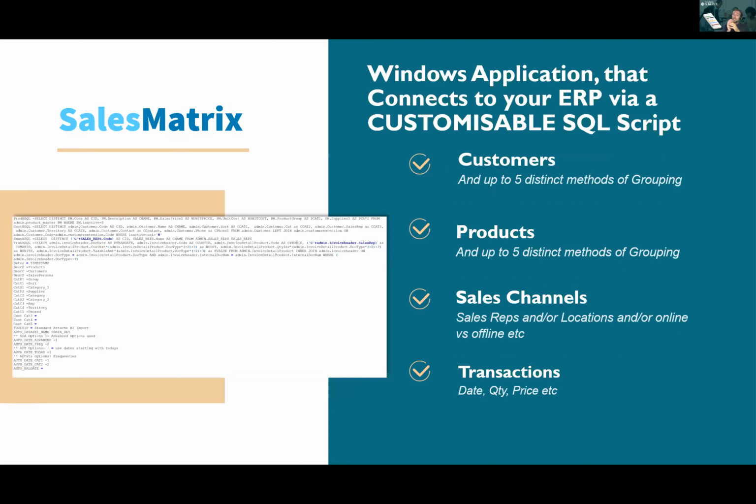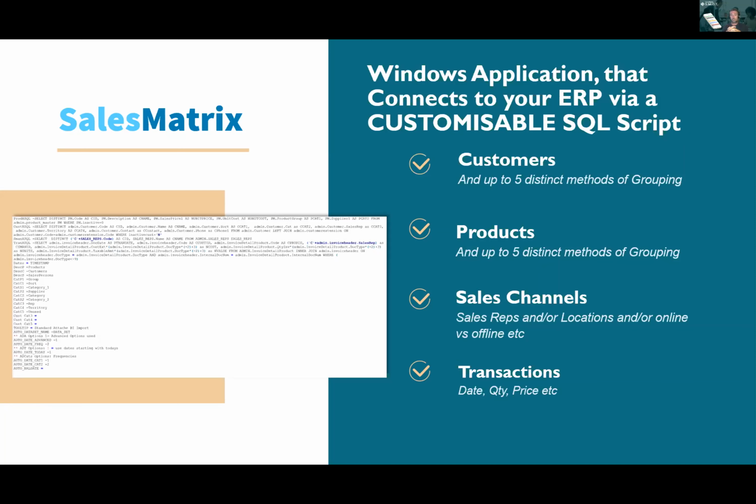The key thing to understand is that the data coming into SalesMatrix is driven by an SQL script. SQL is just a buzz term that stands for structured query language. It just basically means that we ask the database that underpins your accounting, ERP, inventory management system for the key data that we need. And that data is your customers, your products, your sales channels. Most often sales channels are sales reps, but it can be locations or online versus offline sales, etc.